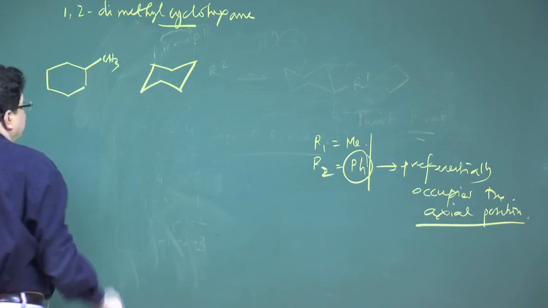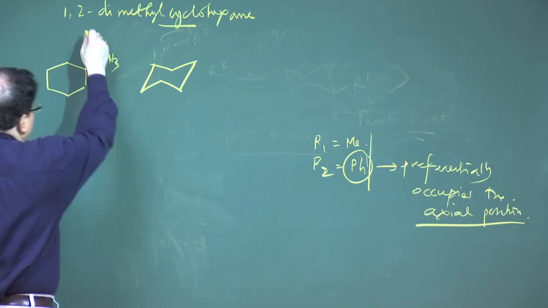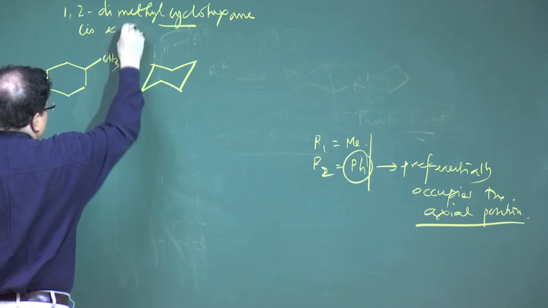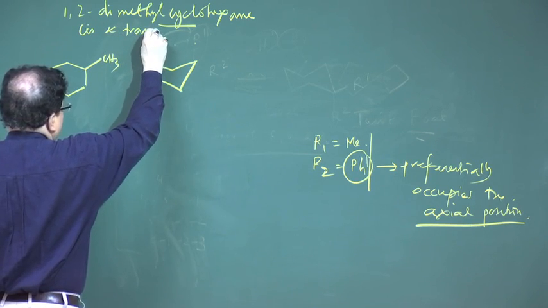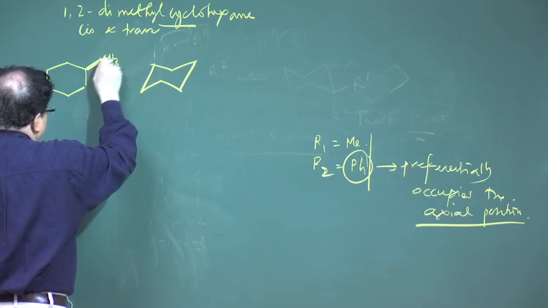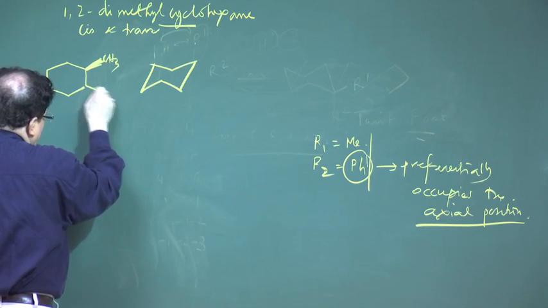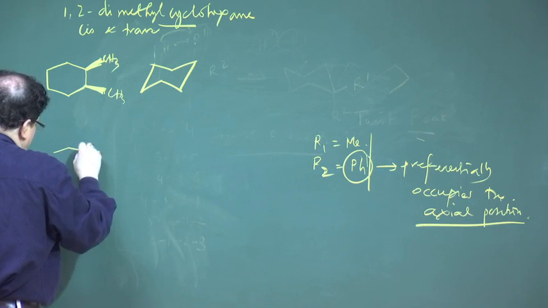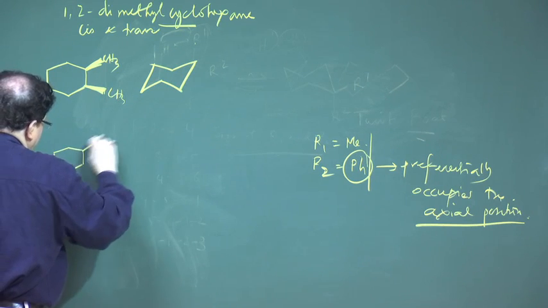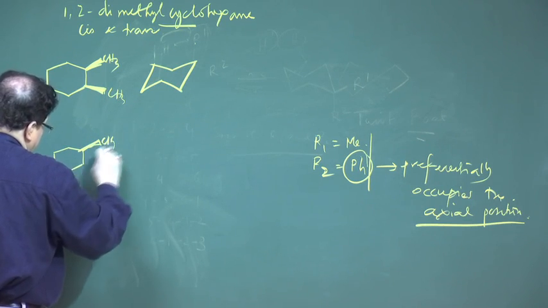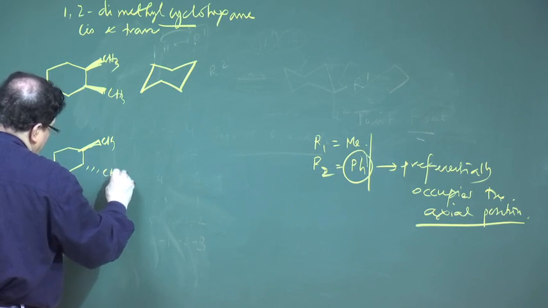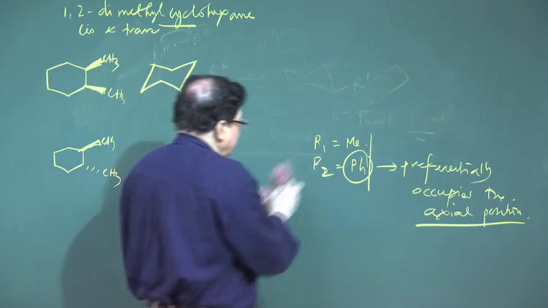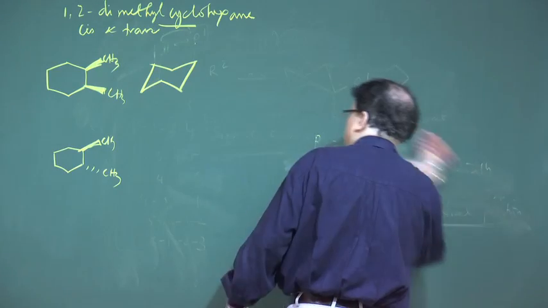So, there will be a methyl, because now we have the possibility of cis and trans isomerism. How? Because this methyl can be beta and the other methyl also can be beta. There is another isomer where one methyl is alpha and the other methyl is beta. Okay. So, this analysis was done last time.